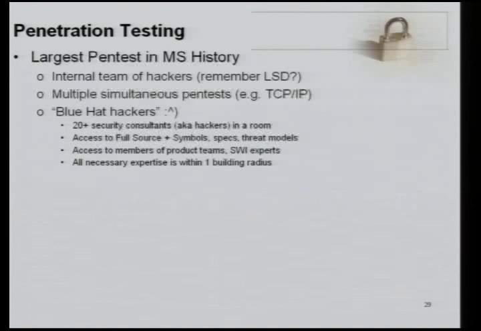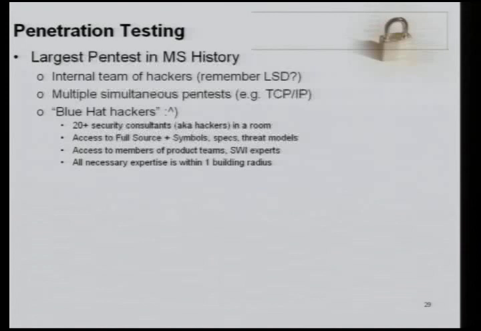We have an internal team of hackers. You may remember the LSD folks, Last Stage of Delirium, that discovered the flaw that the Blaster worm exploited. Those are people on my team and are members of this internal pen test team. We also had multiple simultaneous pen tests going on, so not just stuff that we were coordinating, but other things that teams had taken it upon themselves to get pen tested. Mono Security looked at the NetIO stack, for example.